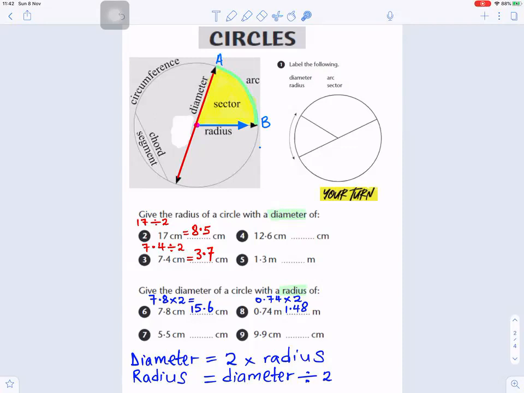So I would like you to try, it's now your turn. You try number 4, 5, 7, and 9. And you can pause it and try those ones.